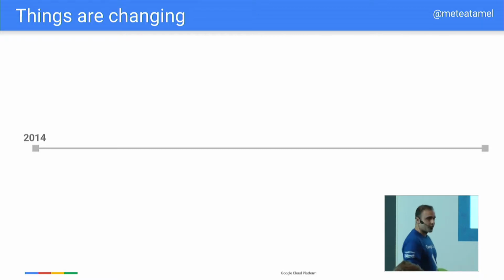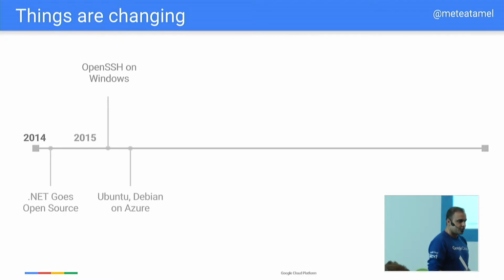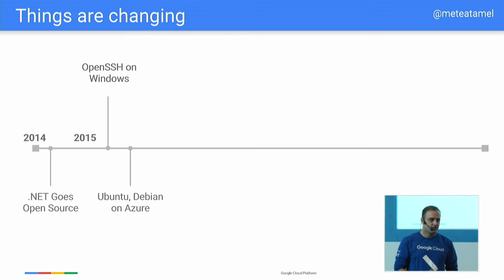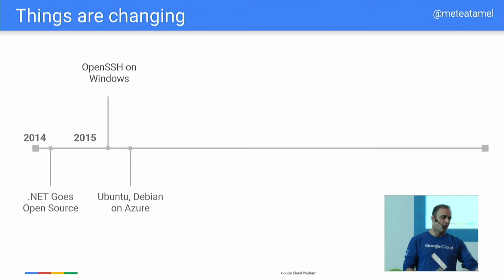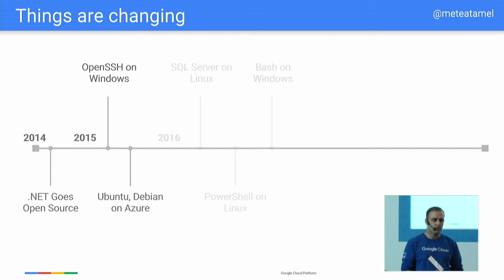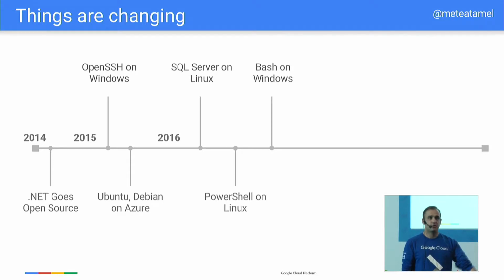But since 2014, a lot of things have been happening. So first, .NET goes open source. Then in 2015, we started having the Linux tools coming to Windows and Windows tools coming to Linux. So OpenSSH comes to Windows, and then we had Ubuntu and Debian running in Azure Cloud. Then after that, SQL Server, the flagship Microsoft Windows product, moves to Linux. We had PowerShell, a scripting language, moving to Linux, and then we had Bash, the scripting language of Linux, coming to Windows. So that was kind of crazy.